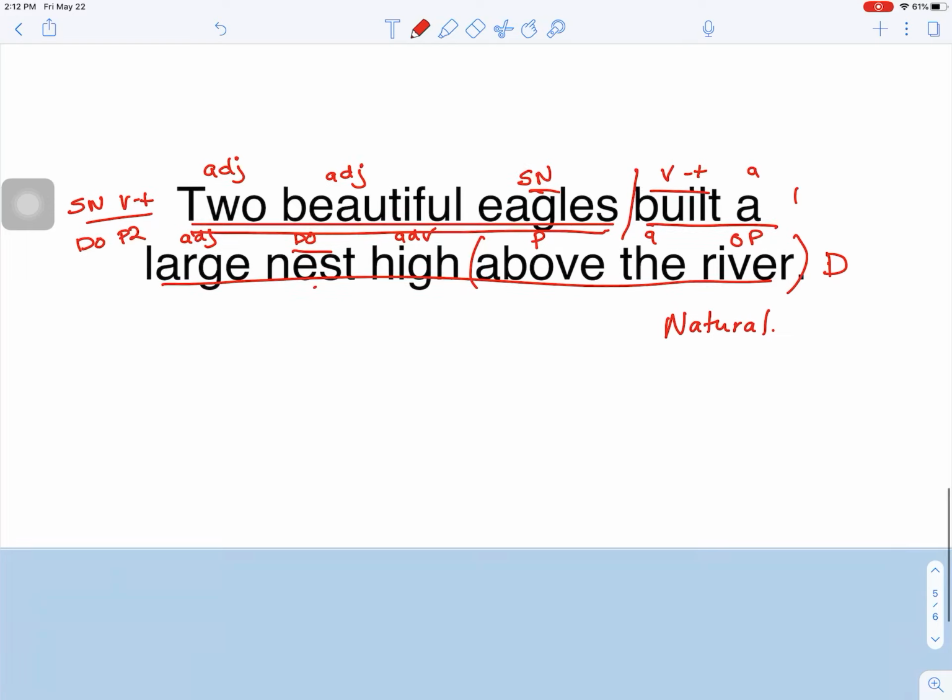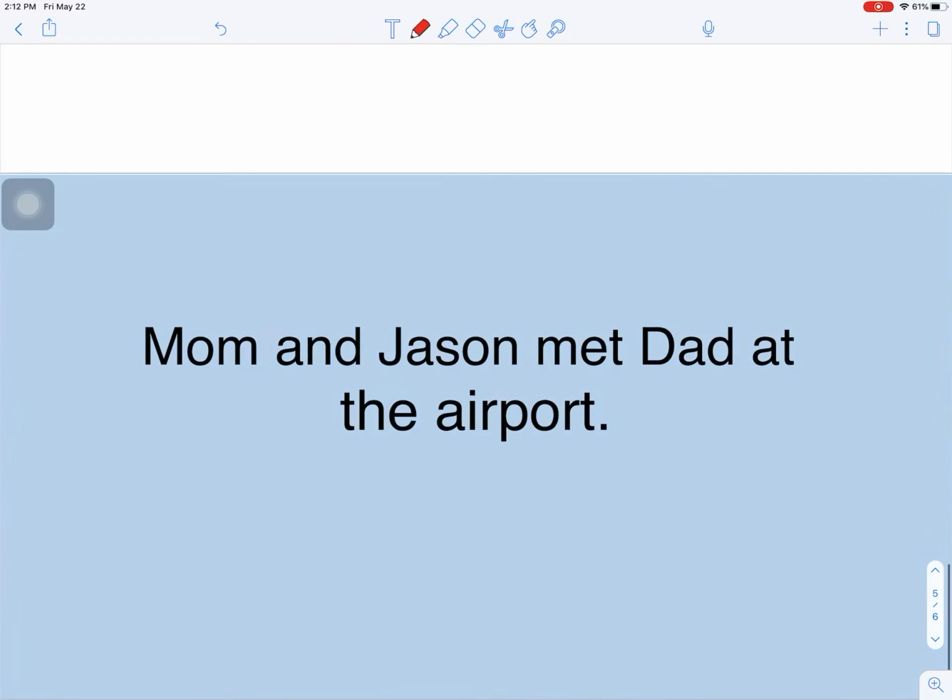All right, so let's go to the last sentence that we're going to work our way through. Mom and Jason met Dad at the airport. So that's a little bit different. So who are we talking about? We are talking about Mom and Jason. That's a compound subject noun. And is an article. No, conjunction.